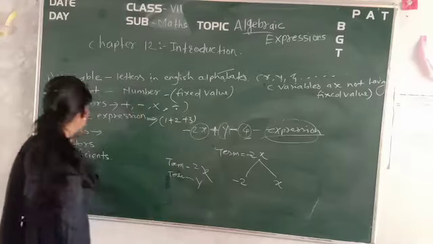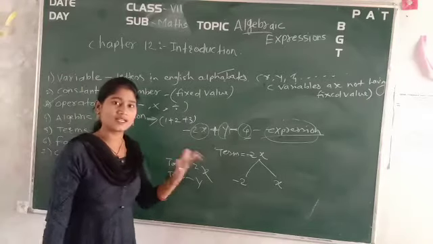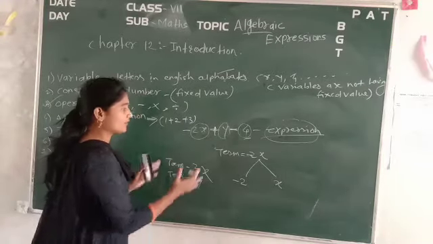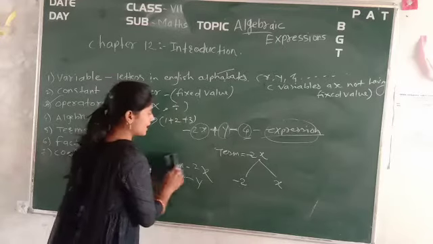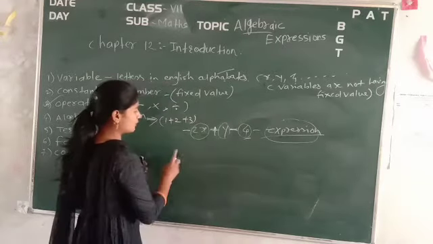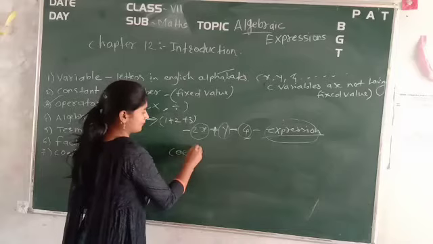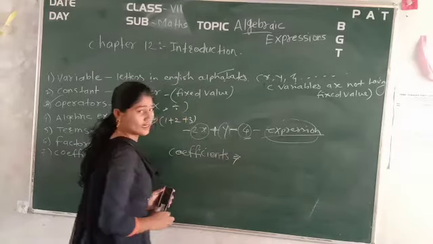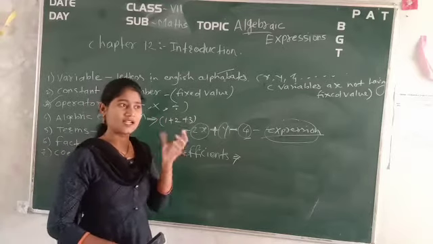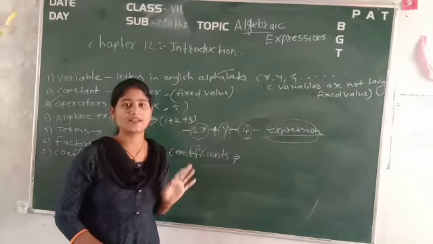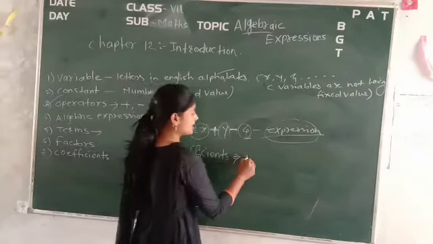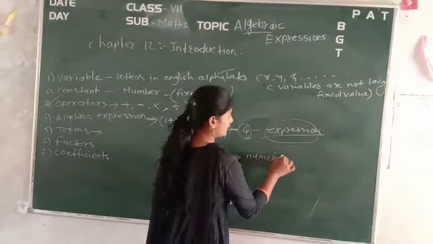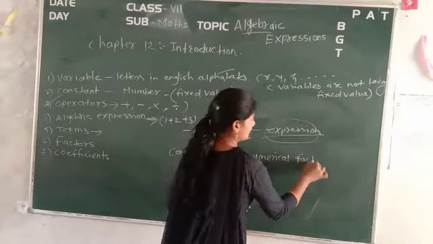Okay, now coming to the coefficients. Coefficient is another part. Within that you can find out the coefficients. If they are asking you for the coefficients, coefficient means what? Normally coefficients are the constant numbers. Coefficient means it is a numerical factor. It is a numerical factor we can say.